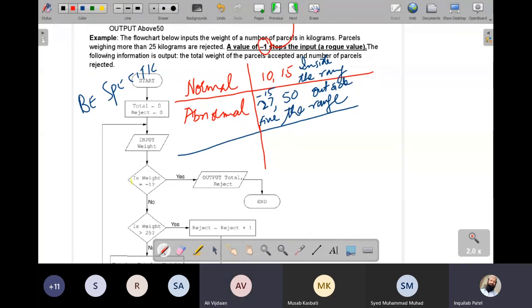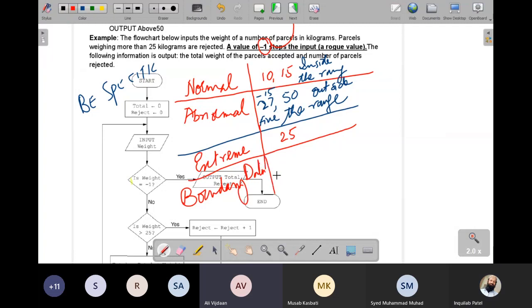And if you want to use boundary data, then what will be the data set? Suppose I am writing extreme data. For extreme data, I will write down 25, because it is the maximum acceptable value. If you are asked to write down boundary data, then what will you write? We will write the other side of the range. The minimum is not mentioned.